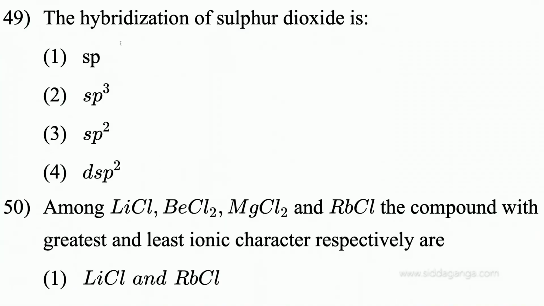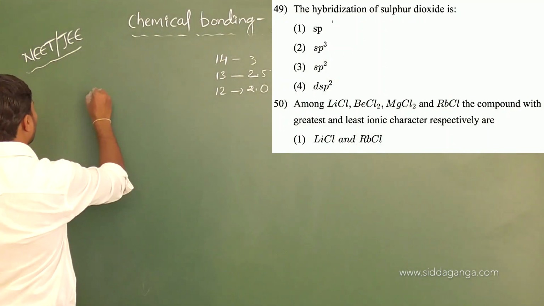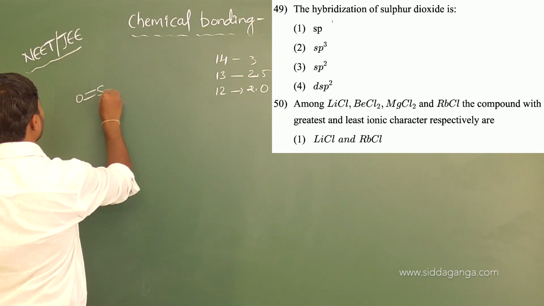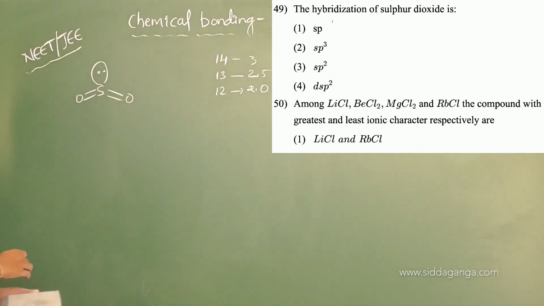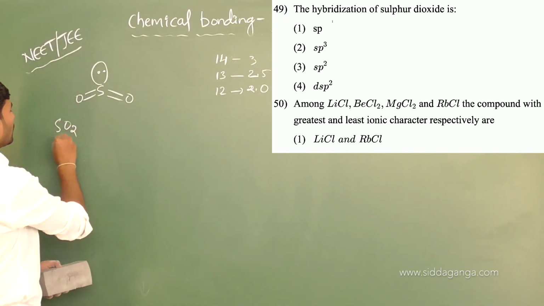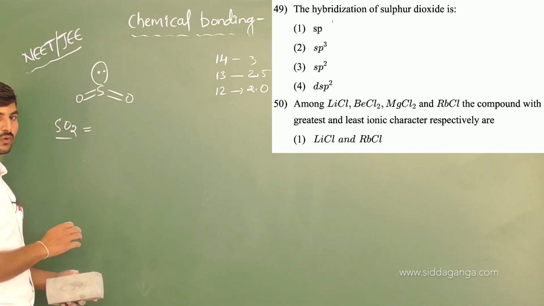So the next question is, the hybridization of sulfur dioxide is. What is the structure of sulfur dioxide? S double bond O. This will be the structure of sulfur dioxide, or else you can take it as SO2. Okay, hybridization of SO2, what does it come to?